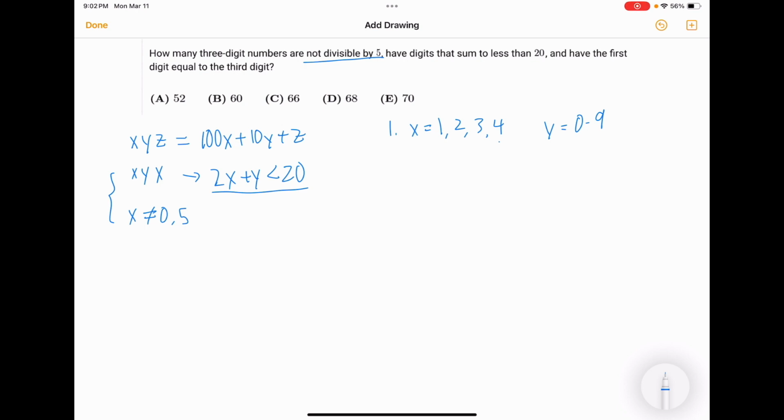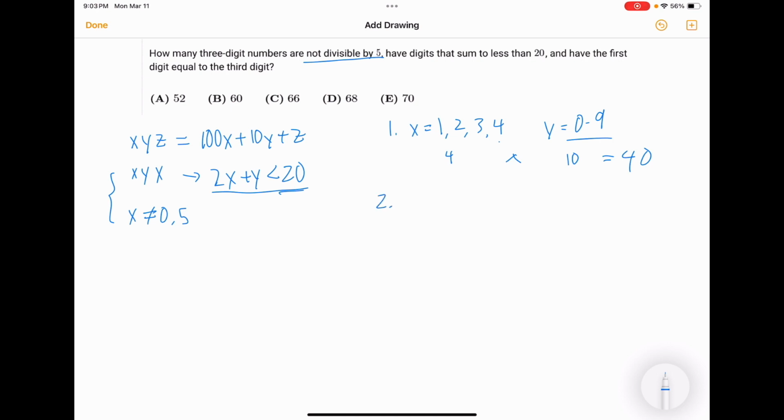But y can only be in the range of 0 to 9, because that is the furthest that single digits go. So y can be any number from 0 to 9 and it will not go over the limit of 20. Because that works for 4, then 1, 2, and 3 will obviously work. So we have 4 choices for x and 10 choices for y, and multiplying gives 40, the total number of combinations for when x is 1, 2, 3, and 4.